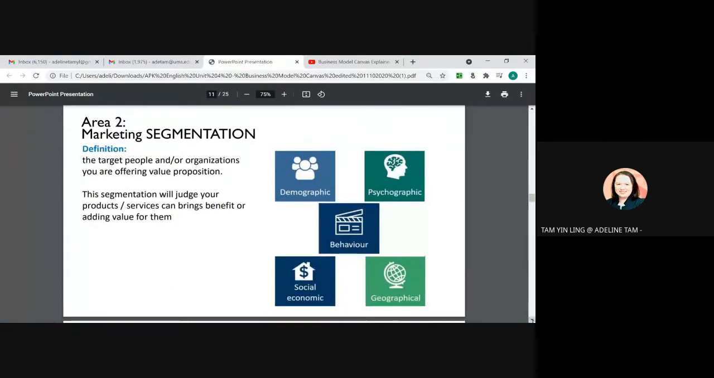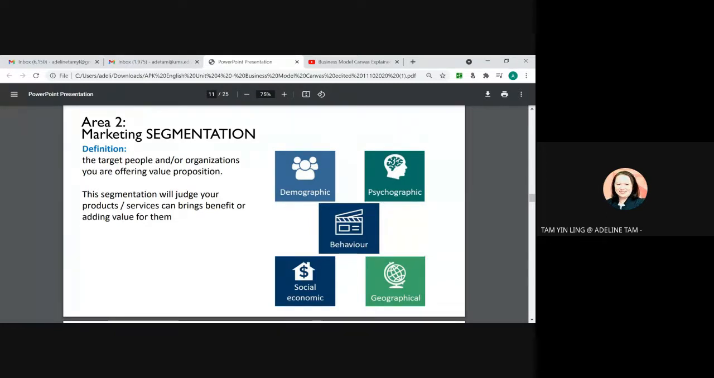The second area that is very, very important is actually the market segmentation. When you say market here in business, market always refers to the people who buy the product. It can be individual customers, it can be a household like a family, it can also be business to business. Sometimes businesses also need to buy products. So market refers to anybody, individual or organization, who is buying the product, who are the customers.